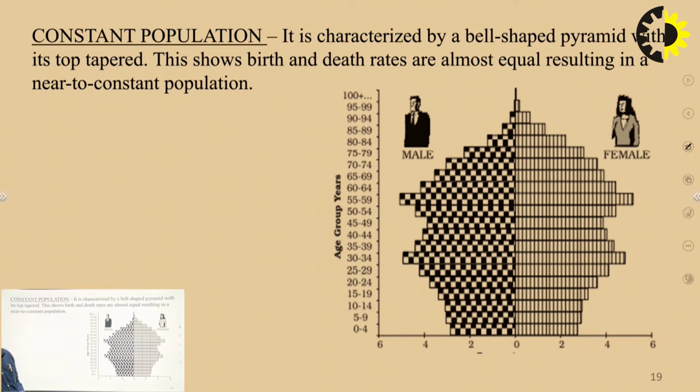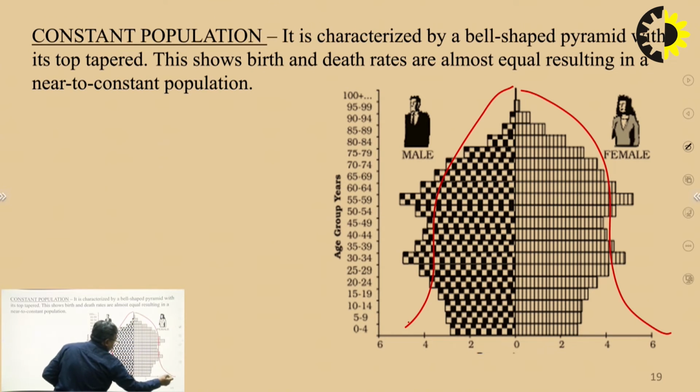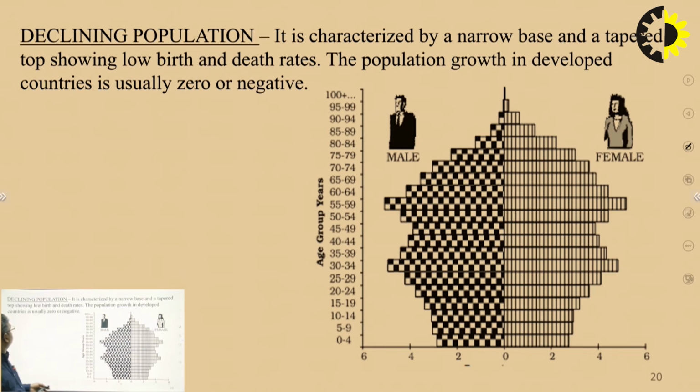Constant population is characterized by a bell-shaped pyramid, tapered at the top. This shows birth and death rates are almost equal, resulting in a near constant population, growing at a constant rate. Declining population is characterized by a narrow base and tapered top, showing low birth and death rates. The population growth in developed countries is usually zero or negative.